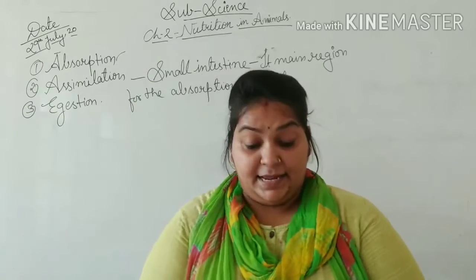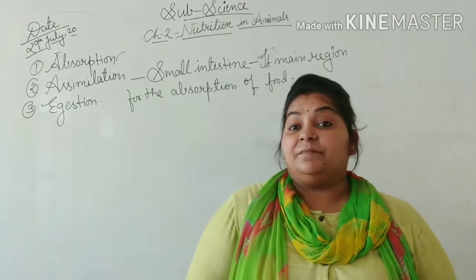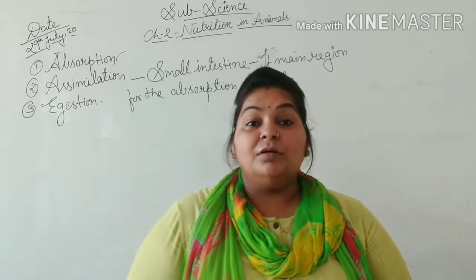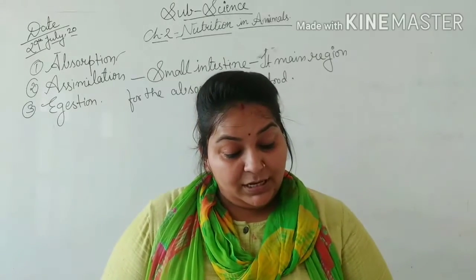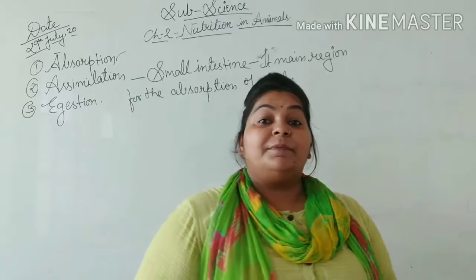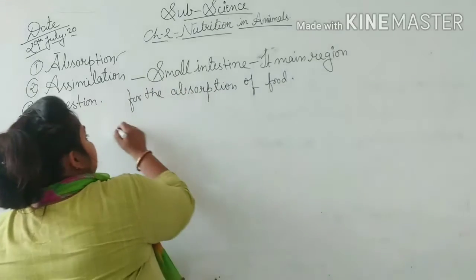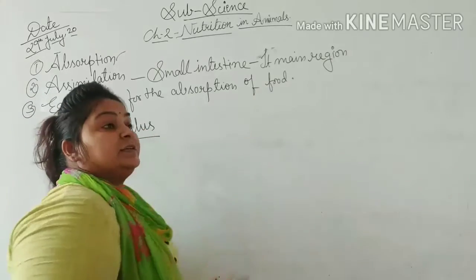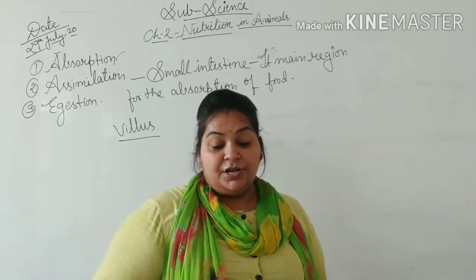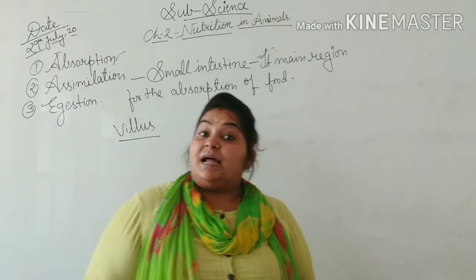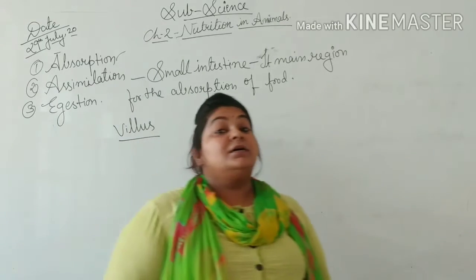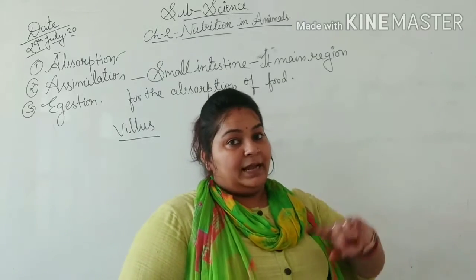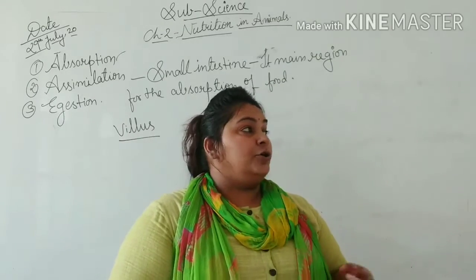The inside lining of the small intestine is in the form of small finger-like projections called villi. The singular is villus. Each villus is a finger-like projection. You know we have already used the word finger-like projections somewhere else, like pseudopodia in amoeba. It is the same thing in our body also.